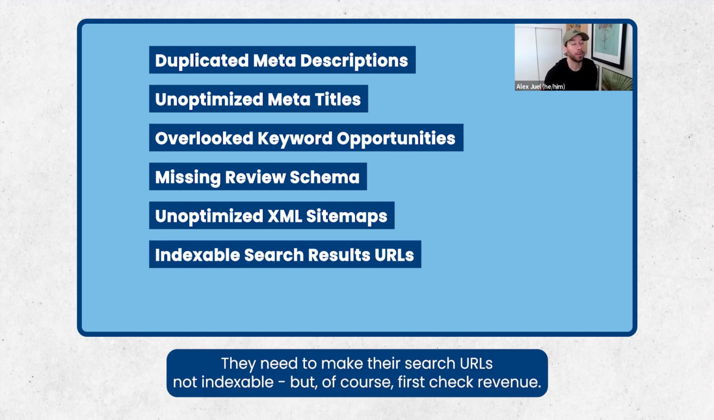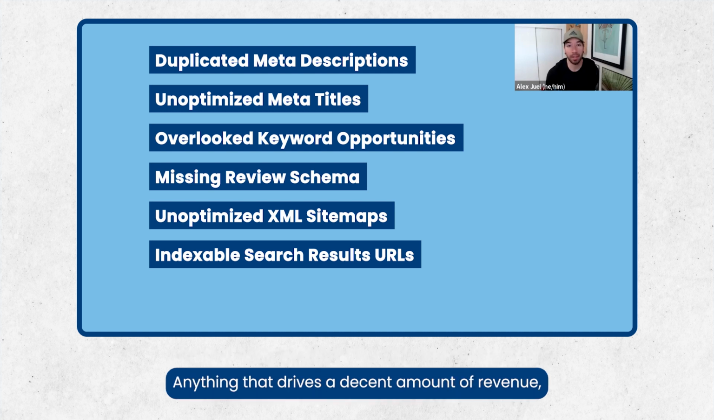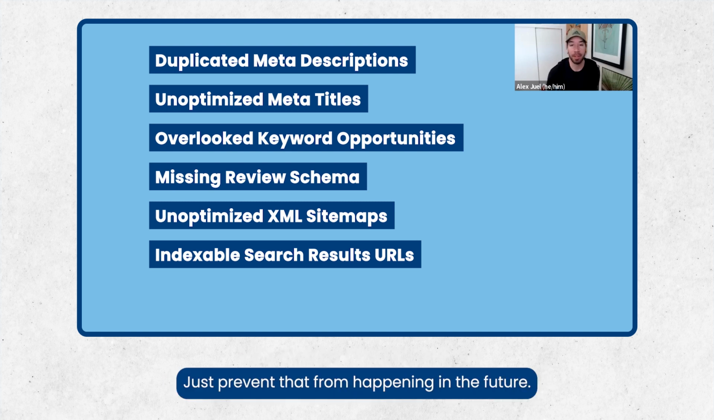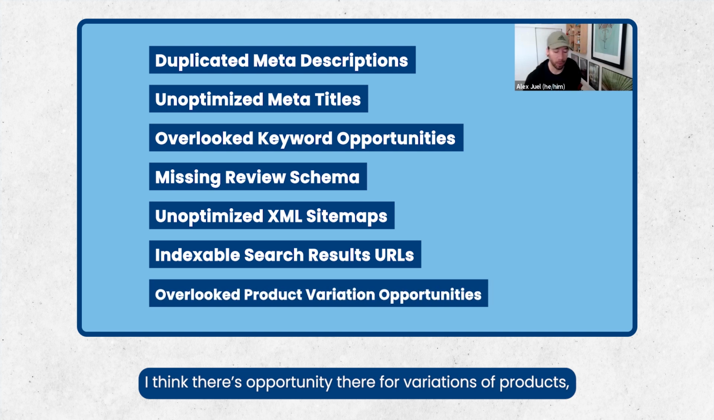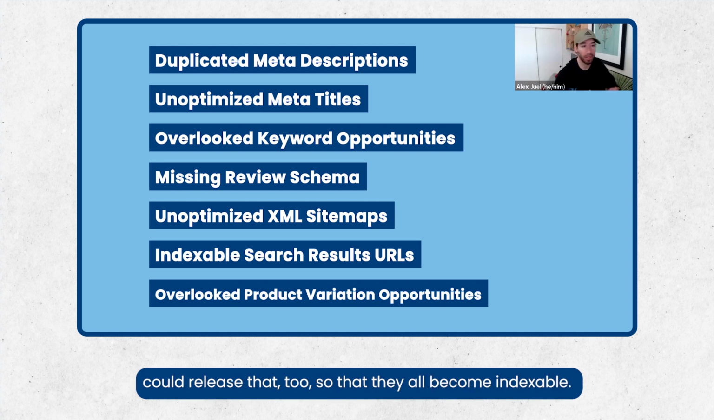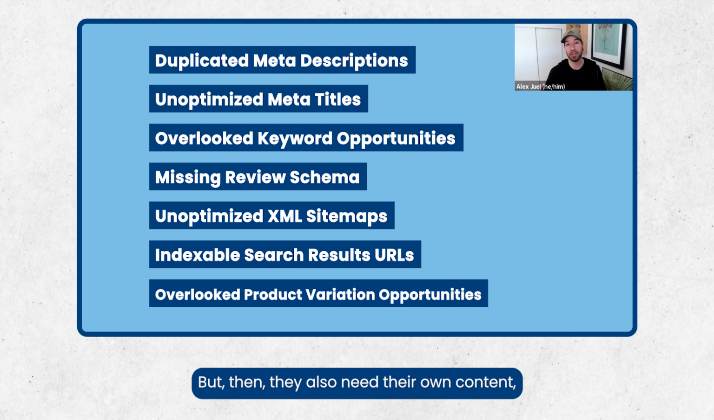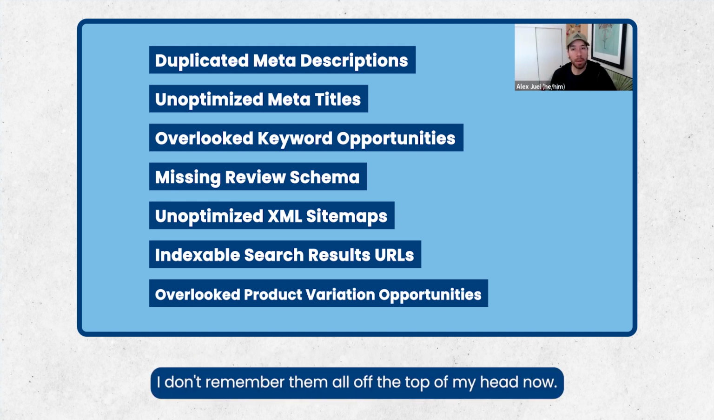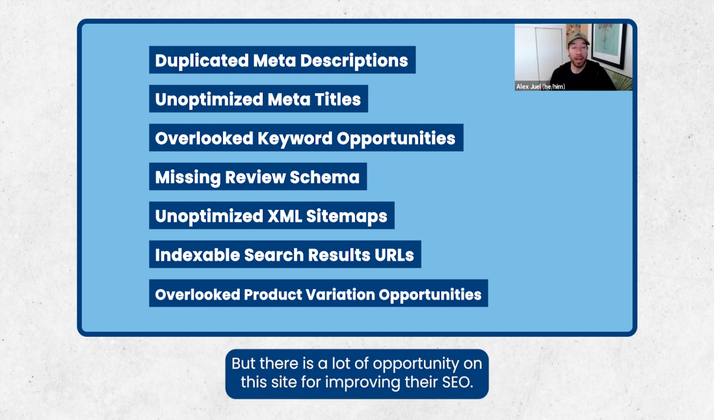They need to make their search URLs not indexable, but of course, first check revenue. Anything that drives a decent, significant amount of revenue, you want to leave indexable. Just prevent that from happening in the future. I think there's opportunity there for variations of products. Instead of having those canonical to one version page, could release that so that they all become indexable, but then they also need their own content. So maybe do that on a case-by-case basis where you see the value in doing that. There were lots of other little things, and I don't remember them all off the top of my head now, but there is a lot of opportunity on this site for improving their SEO.